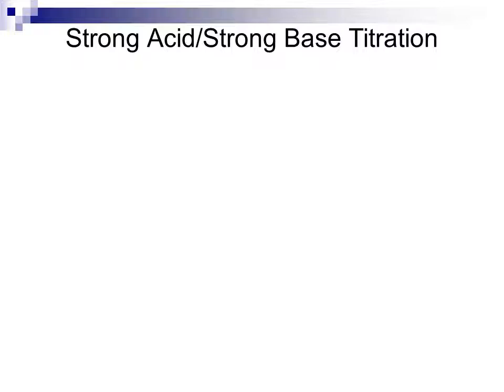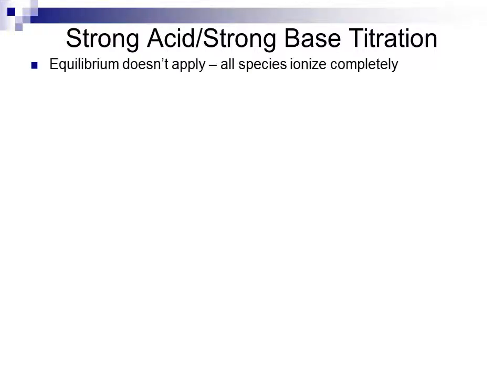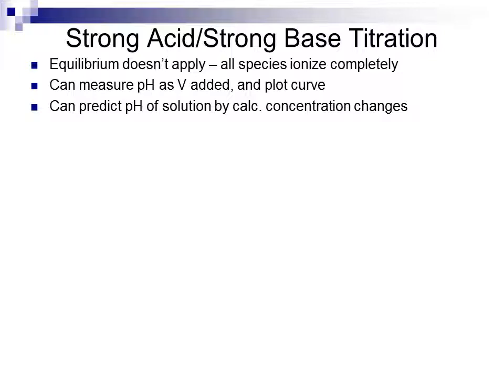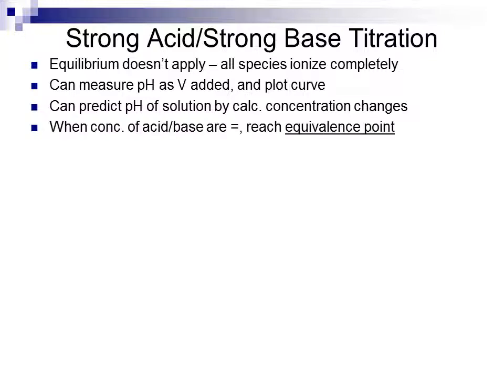So looking at a strong acid, strong base titration curve, equilibrium doesn't apply in this sense because all species ionize completely. We can measure pH as volume is added and plot a curve from that. We can also predict what pH we would expect based upon certain amounts of a solution added, calculating concentration changes.